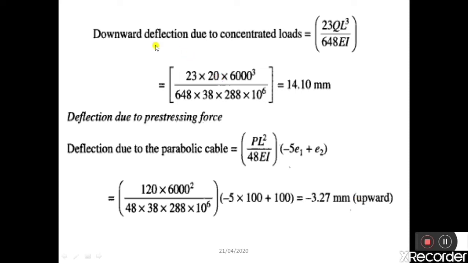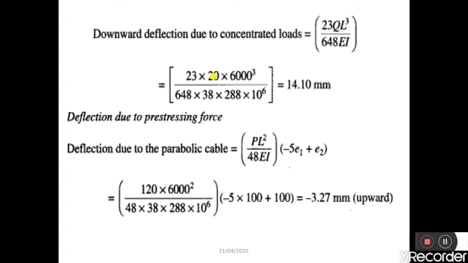Now, what is the downward deflection due to concentrated loads? So live load is in the form of 2-point loads. Therefore, to calculate the deflection due to 2-point loads, we have the equation 23WL cube divided by 648 EI. So we know what is the intensity of point load.